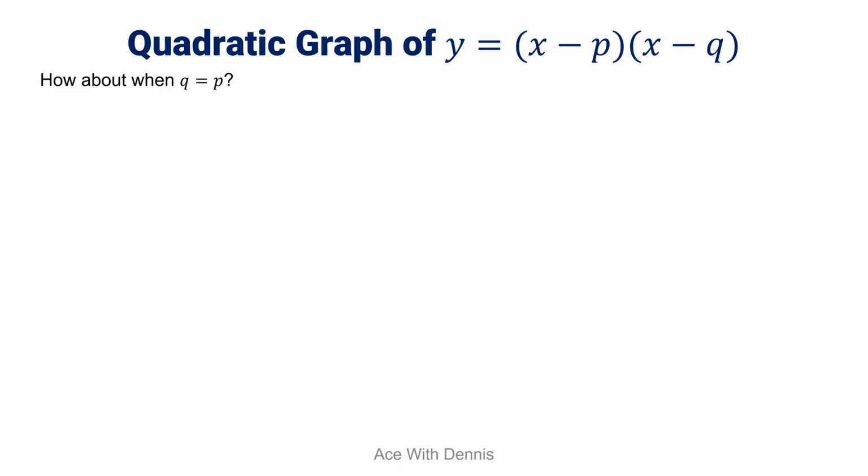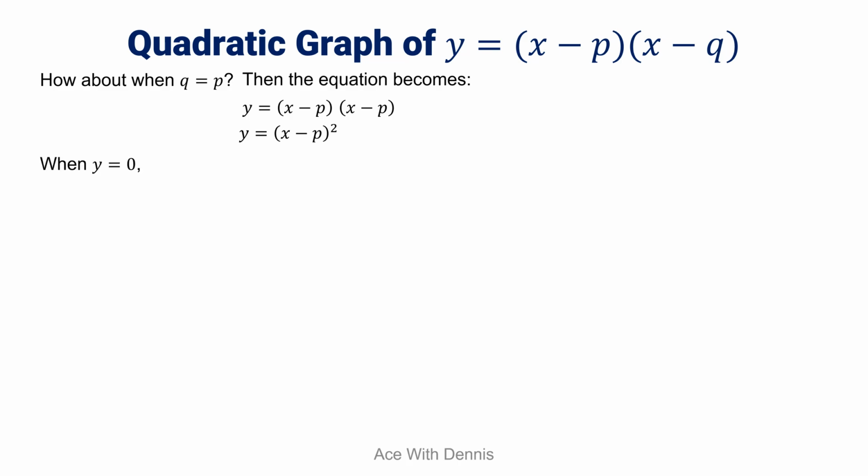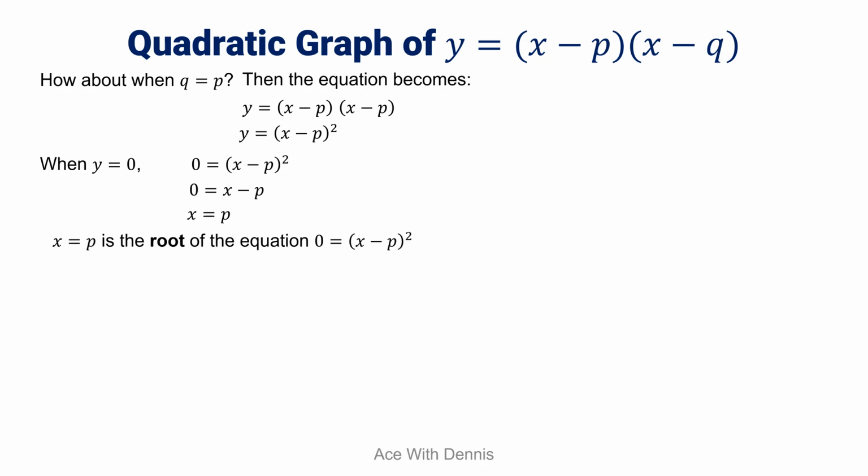How about when q equals p? Then the equation becomes y equals (x minus p) times (x minus p), which is y equals (x minus p) squared. So when y equals 0, then the equation becomes 0 equals (x minus p) squared, which is 0 equals x minus p, and hence x equals p. So x equals p is the root of the equation 0 equals (x minus p) squared, which is the x-intercept of the quadratic graph.